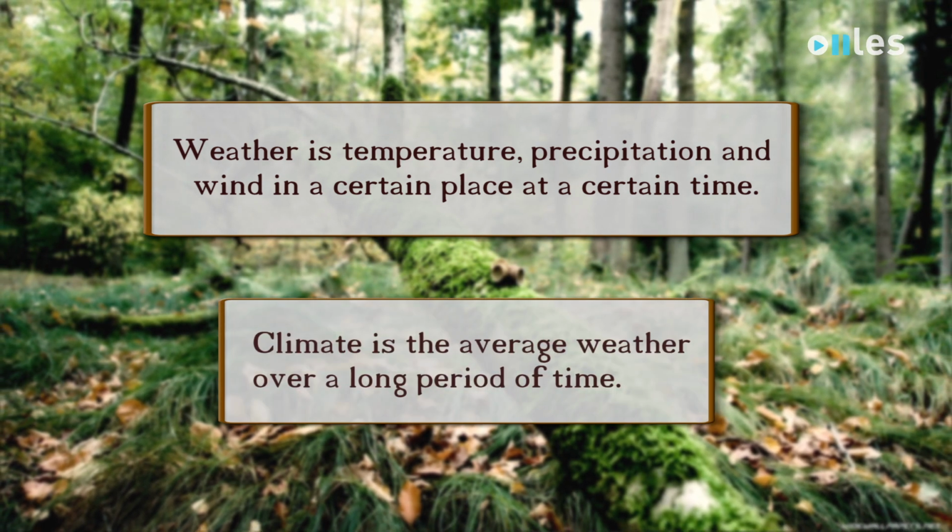Climate, instead, is for a longer period. It's an average weather over a long period. We're taking a look at the temperature, the wind, and of course the precipitation. Let's take a look at the different kinds of climates.